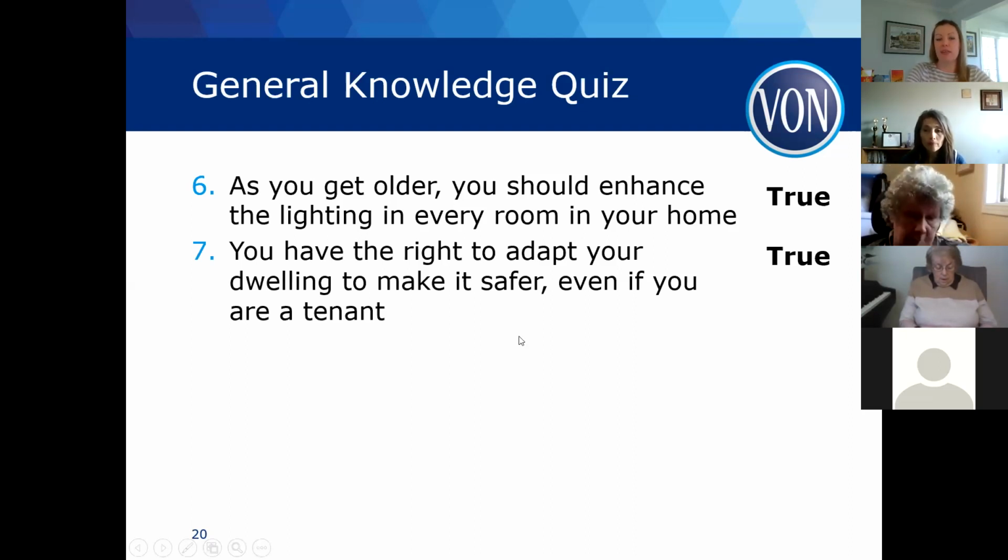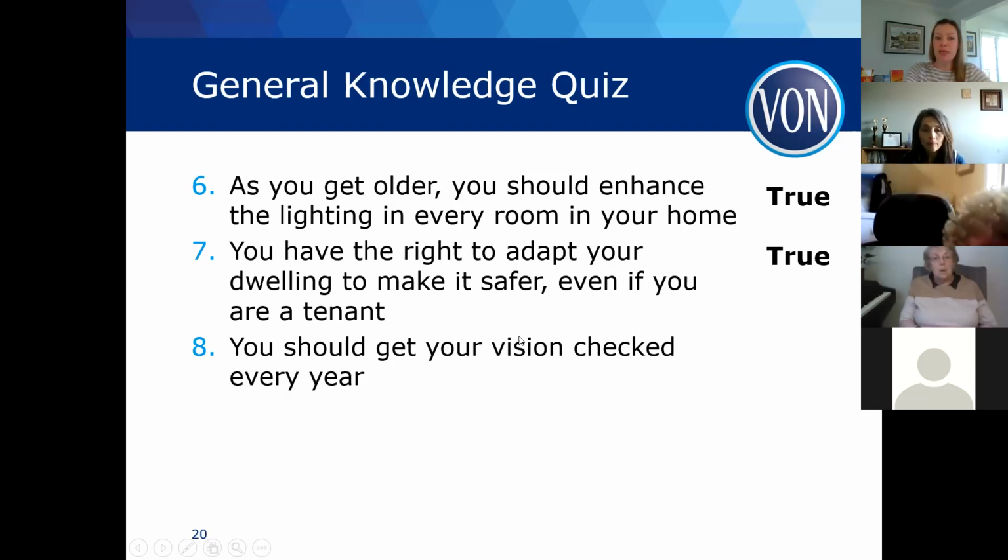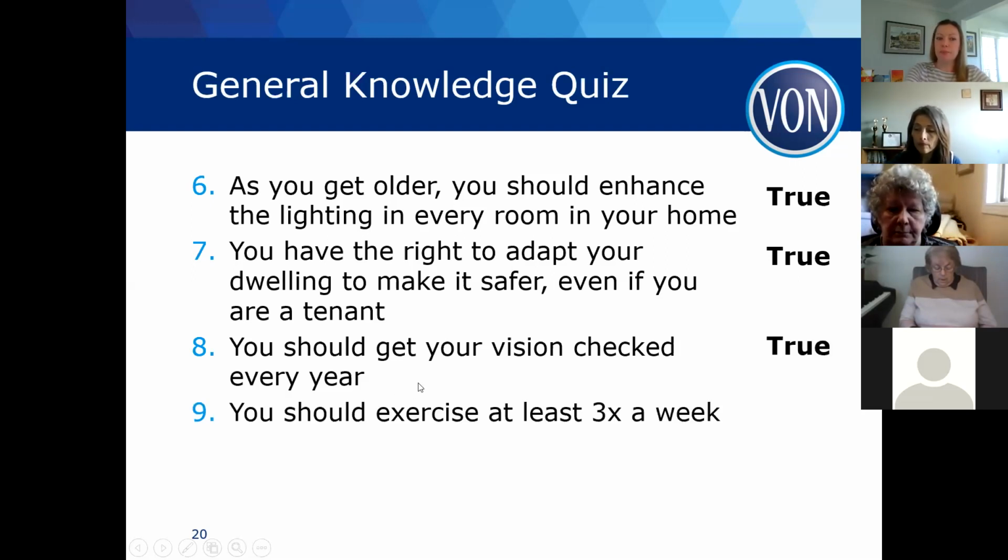It is everyone's right. Number 8, we should get our vision checked every year. True. We should. Some people, it's more often than that if the optometrist is looking out for a specific condition. So a lot of people have told me that they go every 6 months. But in general, it is every year.